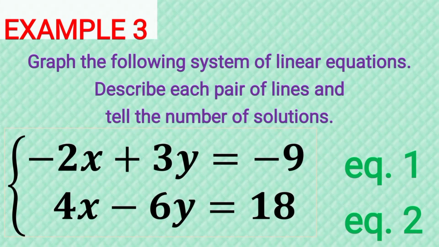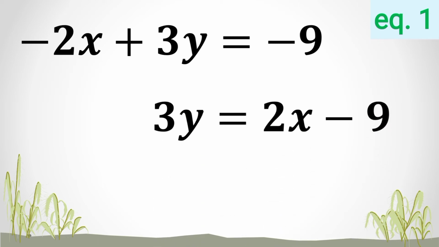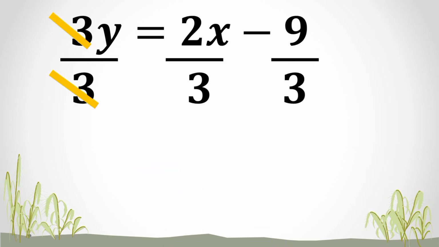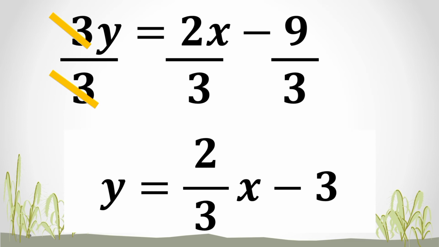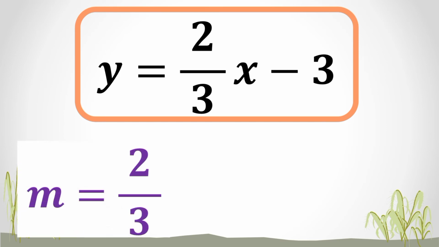Third example, graph the following system of linear equations. Describe each pair of lines and tell the number of solutions. So we start with equation 1. -2x plus 3y equals -9. Transform it into y equals mx plus b. We have y equals 2/3 x minus 3. And the slope here is 2/3 and y-intercept is -3.